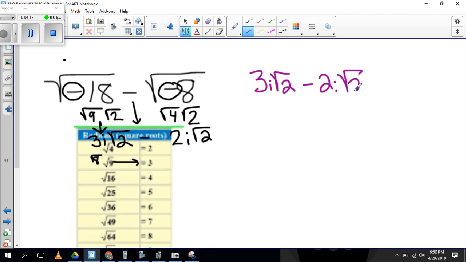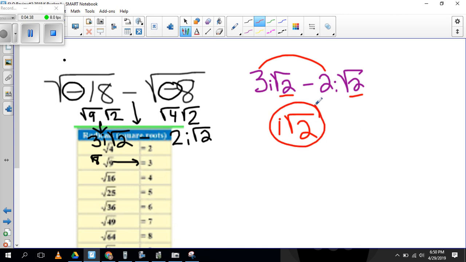So we see our square roots are the same. So as long as the square roots are the same, all we got to do is do this operation, 3i minus 2i. So 3i minus 2i just gives us an i, or 1i. And then we bring the square root of 2 over. And that will be our final answer. But remember, we can only combine them if the square roots are the same. So let's try another one.